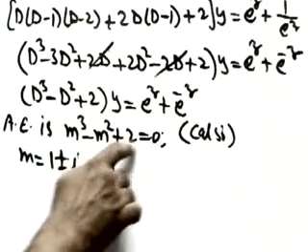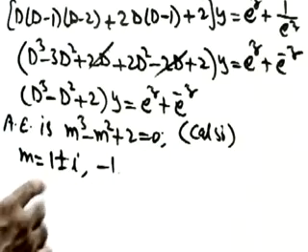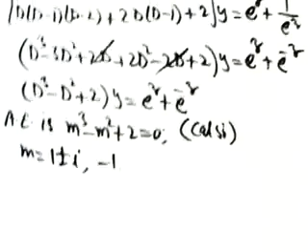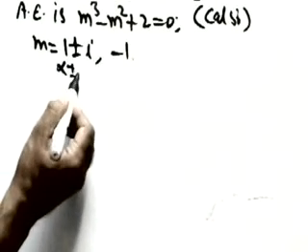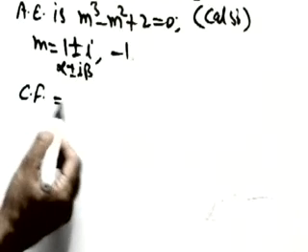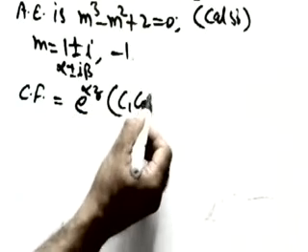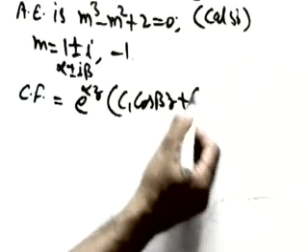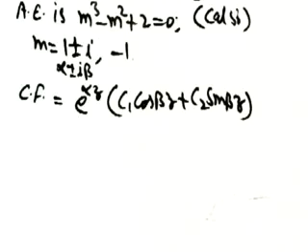Now the auxiliary equation is m cube minus m square plus 2 equals 0. On solving this you will get the values from the calculator. Take the calculator, no need to do it by hand, just take it from the calculator. Okay, now this is of the form alpha plus or minus i beta. So therefore the complementary function is e power alpha x into c1 cos beta x plus c2 sin beta x.